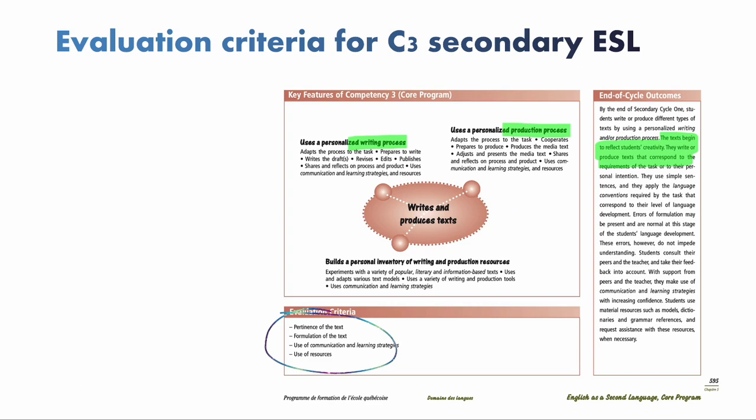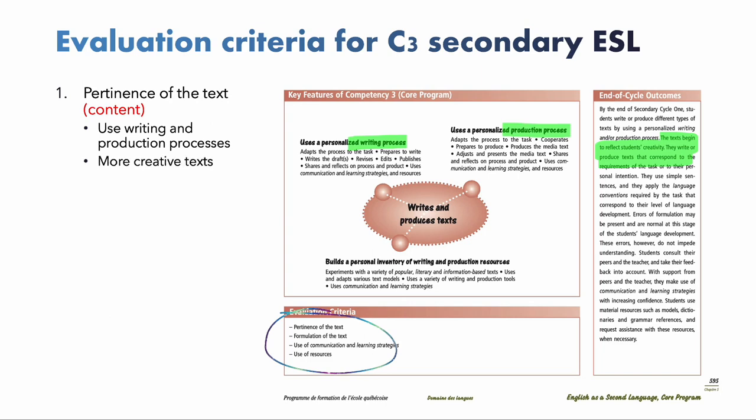So the texts begin to reflect students' creativity. They write or produce texts that correspond to the requirements, okay? So that's the pertinence of the text. Is the text on topic? Is it doing what it's supposed to be doing? Are they using the writing and production processes? So I'm going to talk about that again in a minute. The texts are a little bit more creative and they respond to the writing task. So if it's supposed to be to convince someone to do something, then it sort of follows that.